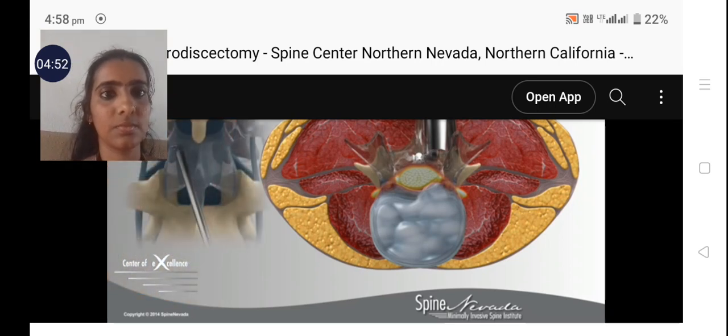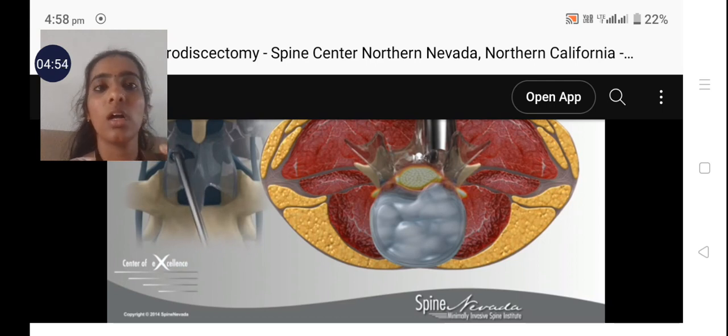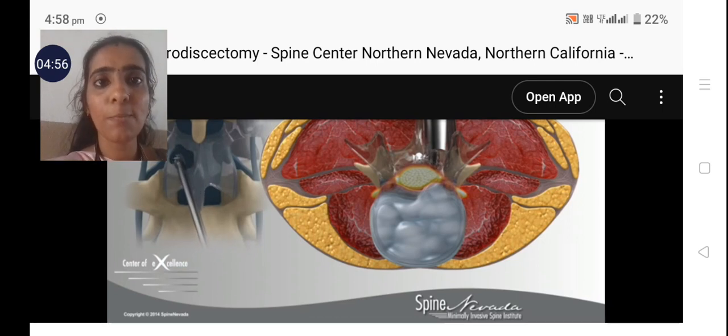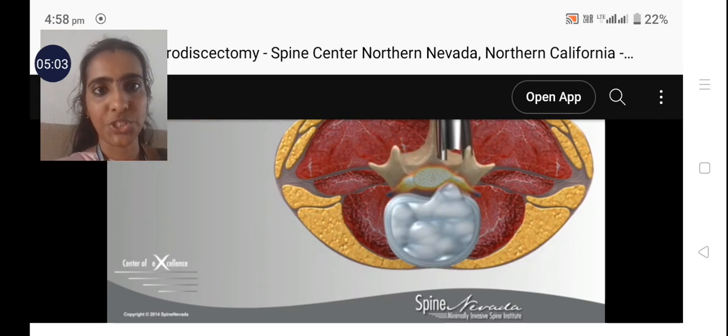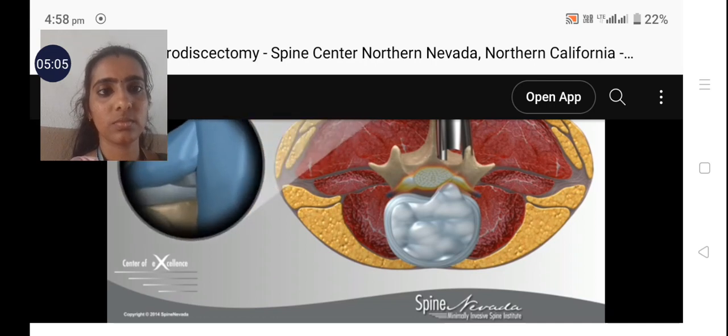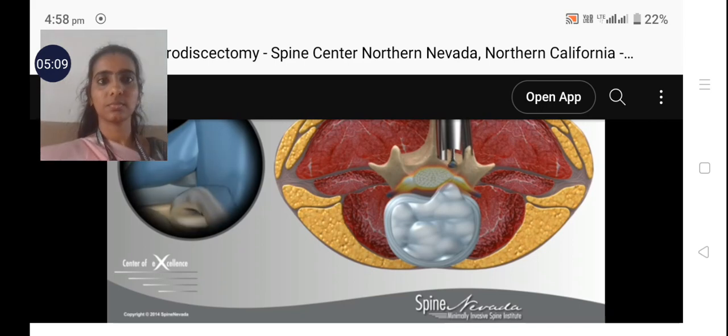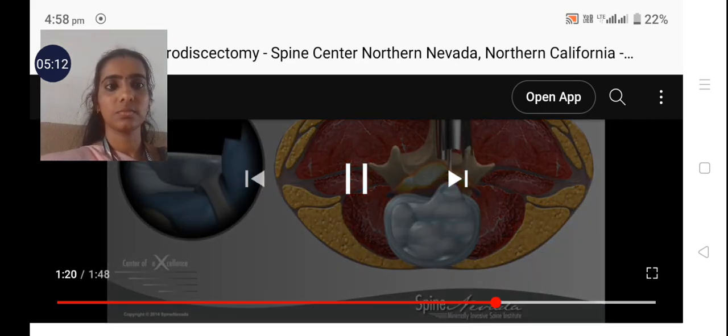Once the spine is exposed, a tiny amount of the lamina, the bone structure that protects the spinal nerve roots, is removed to create a window for the passage of surgical instruments. This is called a laminotomy. At this point, a microscope is brought in to magnify the surgical field. The pinched nerve root is gently retracted to allow access to the injured disc.